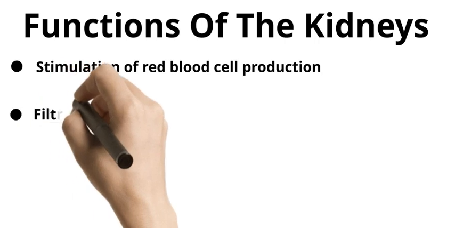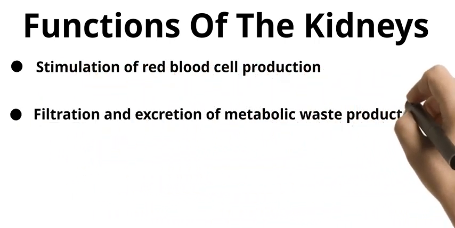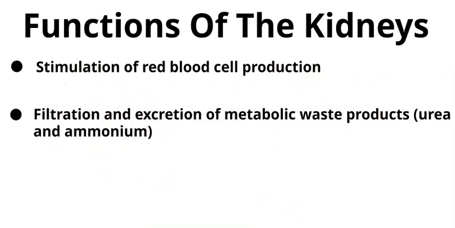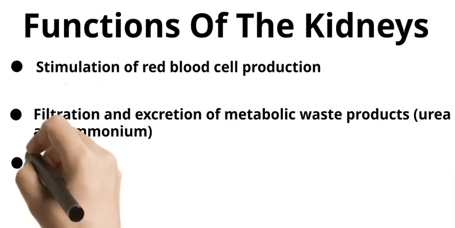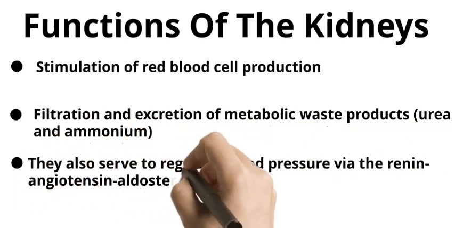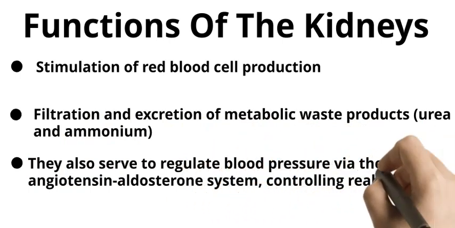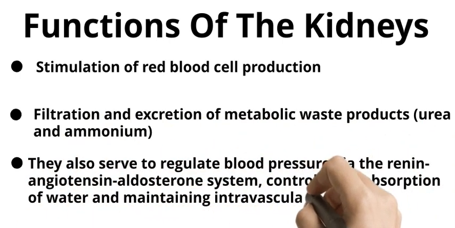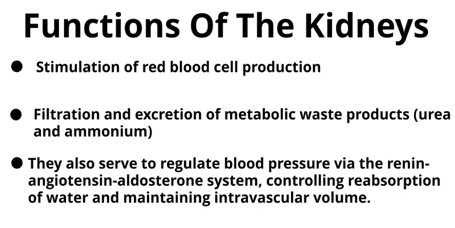The second is their filtration and excretion of metabolic waste products, i.e. urea and ammonium. The third is that they serve to regulate blood pressure via the renin-angiotensin-aldosterone system. In cases of hypoperfusion, controlling reabsorption of water and maintaining intravascular volume.